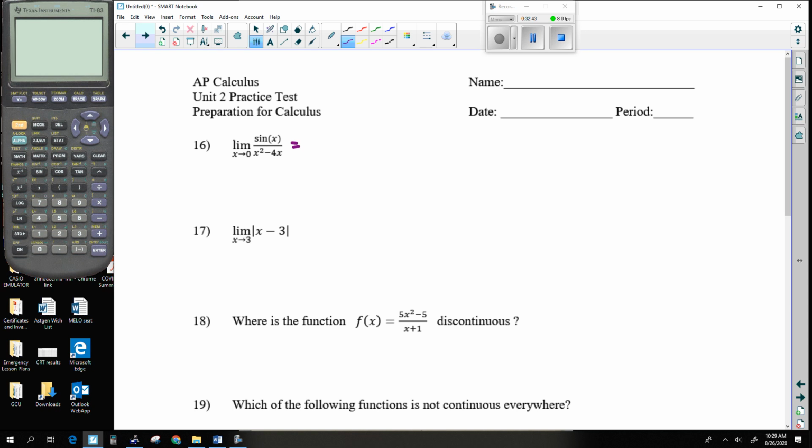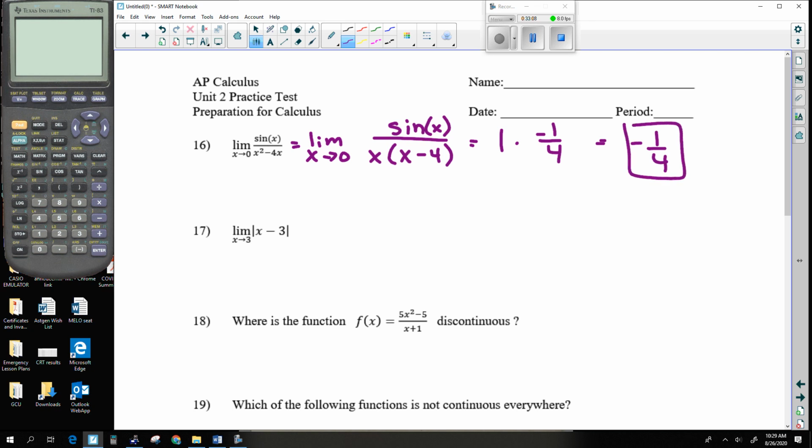Okay, man, they love the sine x stuff. All right, so here I can GCF out an x on the denominator. Okay, so I have a sine x over x, which is equal to 1 times, in essence, a negative 1/4. In case you didn't see what I did here, I went sine x over x times 1 over x minus 4, and then plugged in the 0, so this is 1, and with 0, this would be negative 1/4. That's what I did.